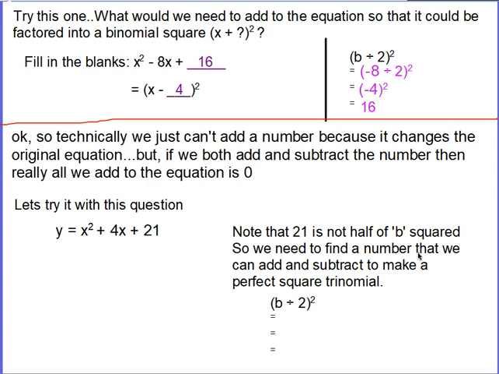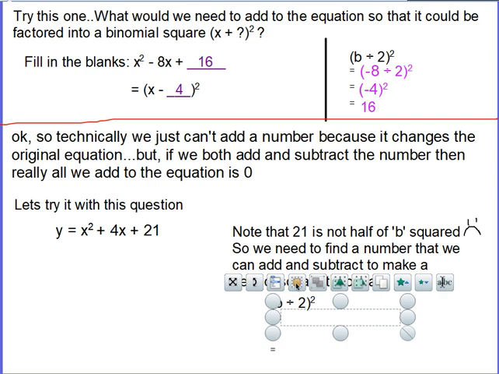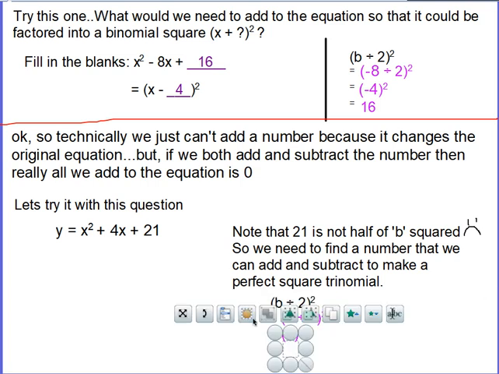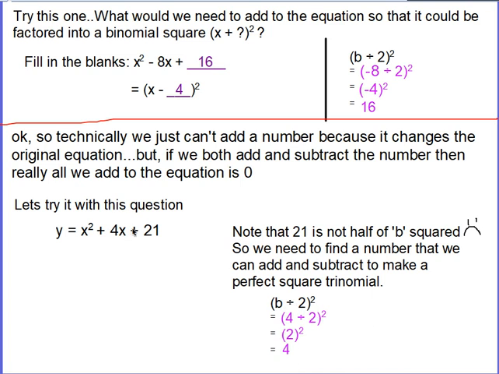So let's try it with this question. We have here y equals x squared plus 4x plus 21. Notice how this trinomial is not a perfect square trinomial. Unfortunately, it's not. It says here, note that 21 is not half of b squared. So we need to find a number that we can add and subtract to make a perfect square trinomial. What do we really want this c value to be? Well, we're going to take that b value, which is 4, divide it by 2 and square it. 4 divided by 2, squared, gives us 2 squared, which gives us 4. So if it were x squared plus 4x plus 4, life would be great. But unfortunately, it's plus 21.